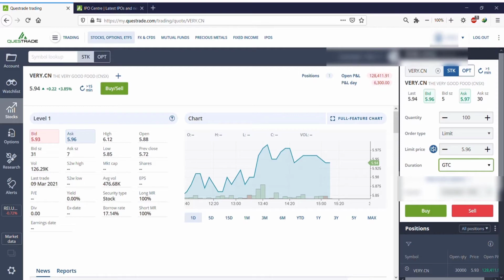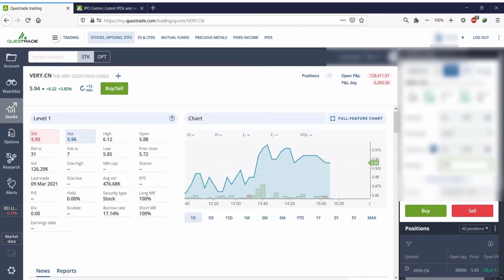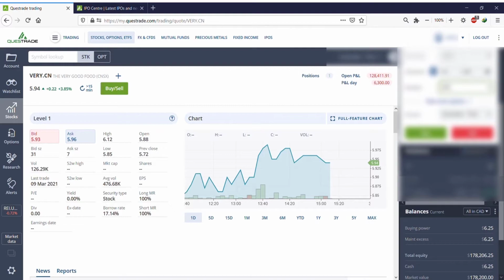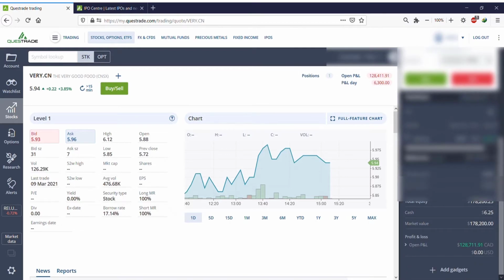So let's go and calculate how many shares we can buy. Let's say you have $100,000 as your buying power. Right now I don't have that. Always look at your buying power.